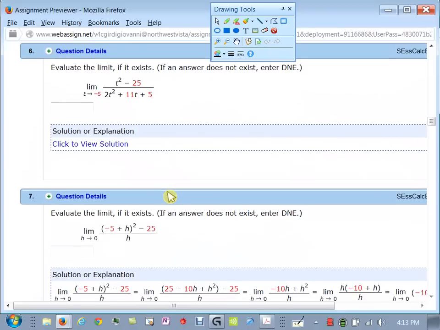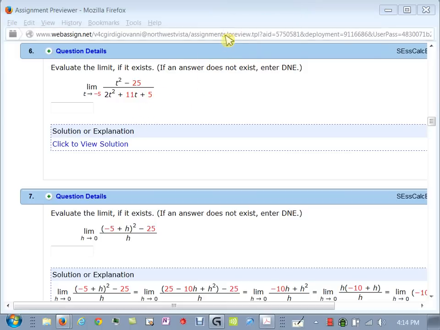Okay, how about this one? Let's just look at it real quick here. If we let t become -5, -5 squared is 25, so 25 minus 25 is 0. So we know we have a 0 on top. Then -5 squared here is 25 times 2 is 50. 11 times -5 is -55. So we have 50 take away 55 is going to be -5, then plus 5 is going to give us 0. So this time we do have 0 over 0.